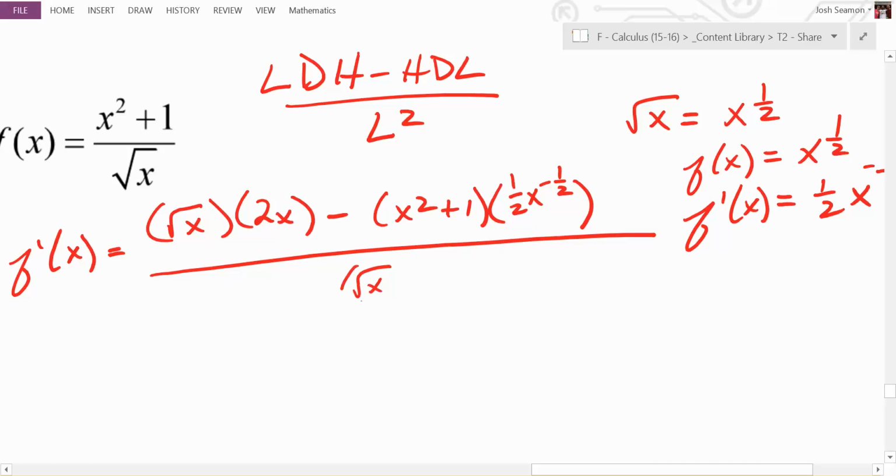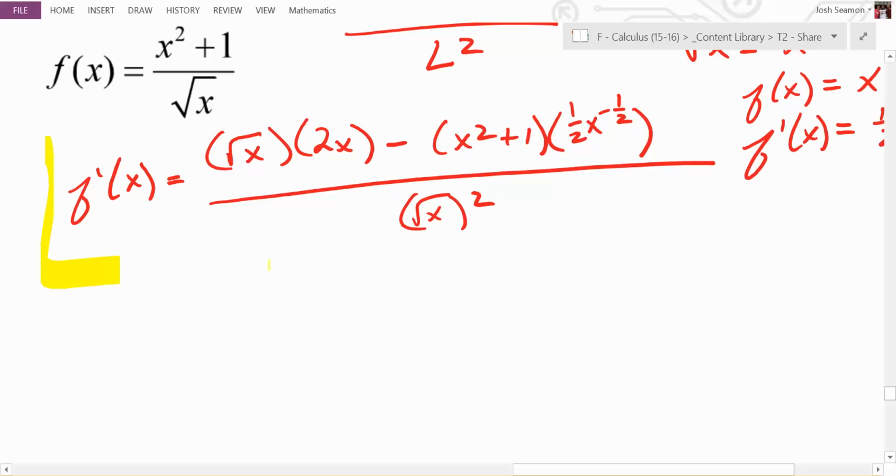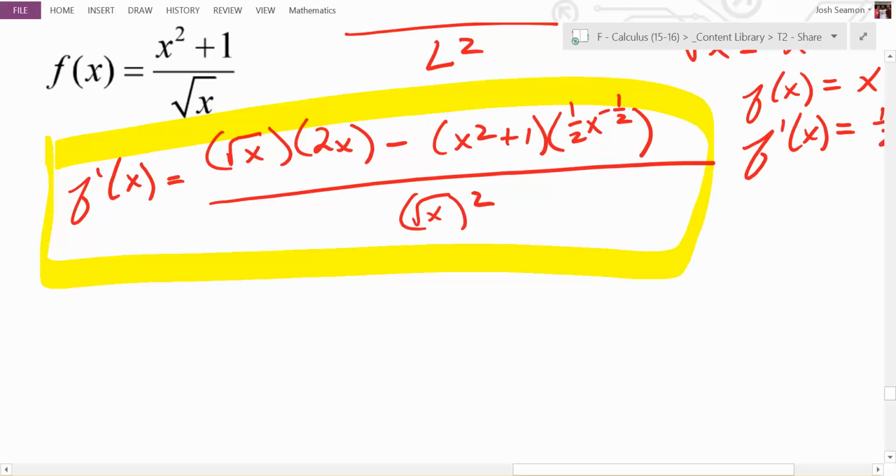The square root of x squared. Yep. Now, can you spend some time simplifying this? Yes, you can. There's some simplification you can do, but that's what I want to see. That's what's important right now.